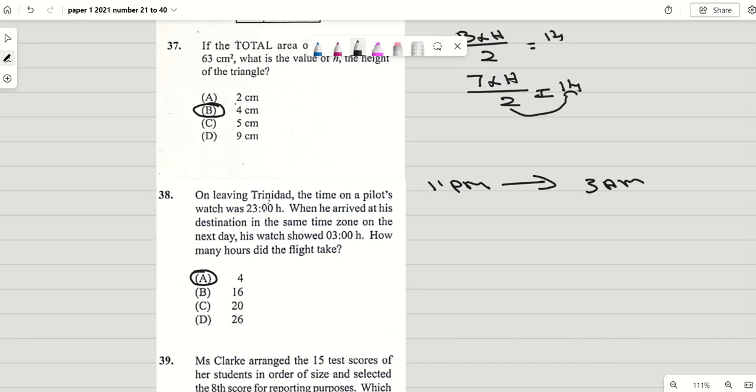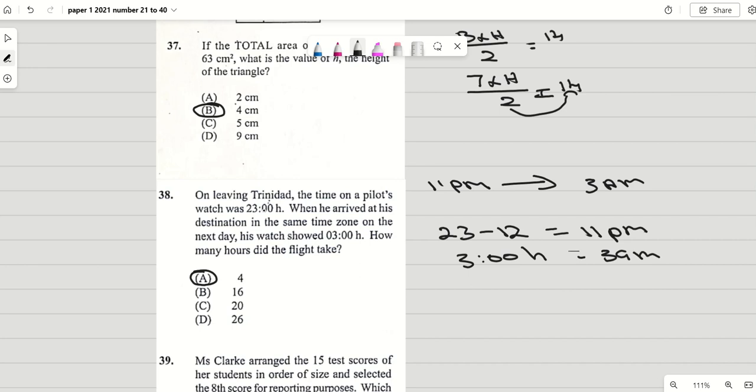Or, if you want, instead of converting it, you could have done that. Convert it: 23 hours is 11 p.m. That is 23 minus 12. This is how you convert, which is 11. And anything more than 12 is in your PM. And then 300 hours, anything that is less than 12 is in your AM. So this is 3 AM. And that is how you would convert first off.